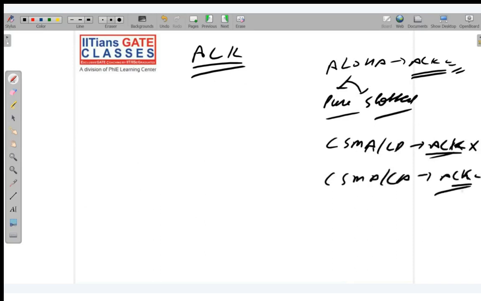These are very important points. They will ask in which protocol acknowledgements are needed and in which they are not needed. Except CSMA CD, every protocol needs acknowledgement. Please write it.